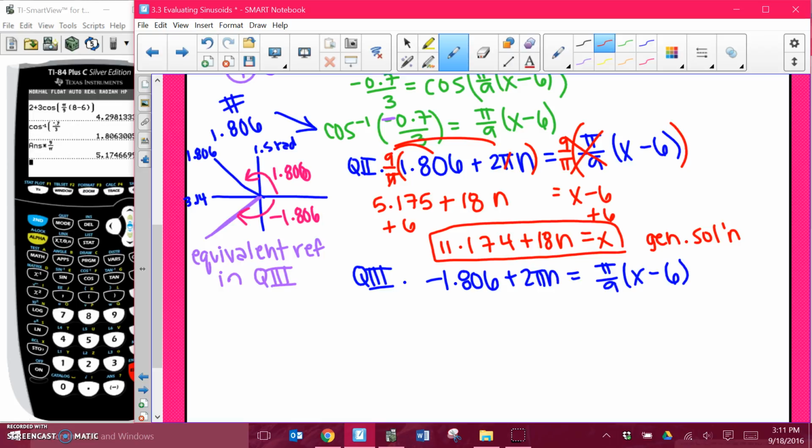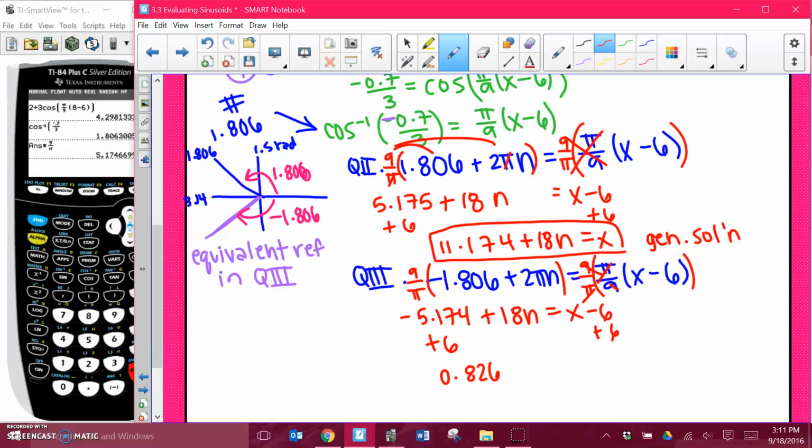So now I just do the same steps that I just did. I'm going to multiply by 9 over pi on both sides. And I multiply this number by 9 over pi. It's going to be exactly the same, just negative. Negative 5.174 plus 18n. And again, this cancels out all the gross stuff on the other side. Then I'm going to add 6. And I find that my other general solution is 0.826 plus 18n.